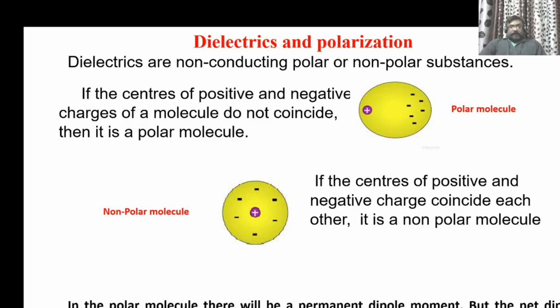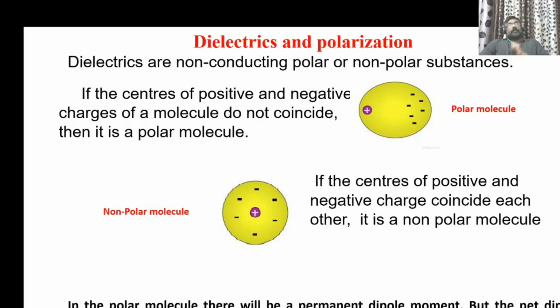So what will happen to a non-polar molecule? A non-polar molecule will not behave like a dipole because the centers of positive and negative charges are not separated. But in the case of a polar molecule, there is a small separation between the centers of positive and negative charge. So this molecule is behaving like a dipole and it possesses a permanent dipole moment.